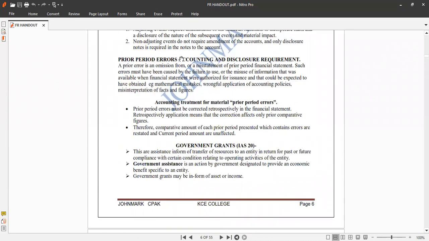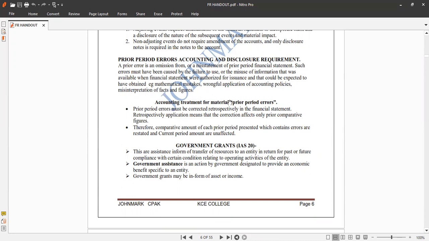Then we have prior period errors, accounting and disclosure requirements. A prior period error is an omission or misstatement in prior period financial statements. Such an error must have been caused by the failure to use, or misuse of, information that was available when the financial statements were authorized for issuance, and that could be expected to have been obtained, for example, mathematical mistakes, wrongful application of accounting policies, and misinterpretation of facts and figures.